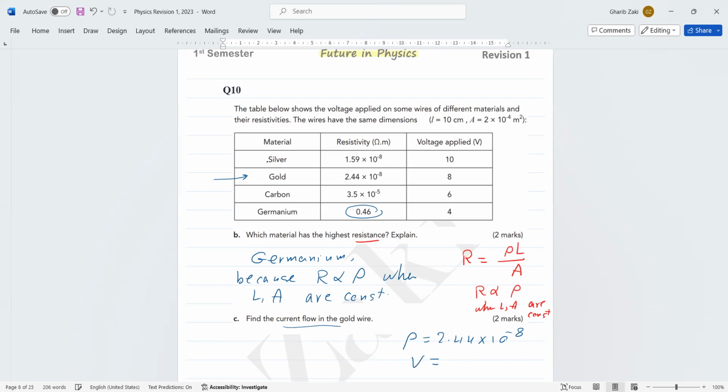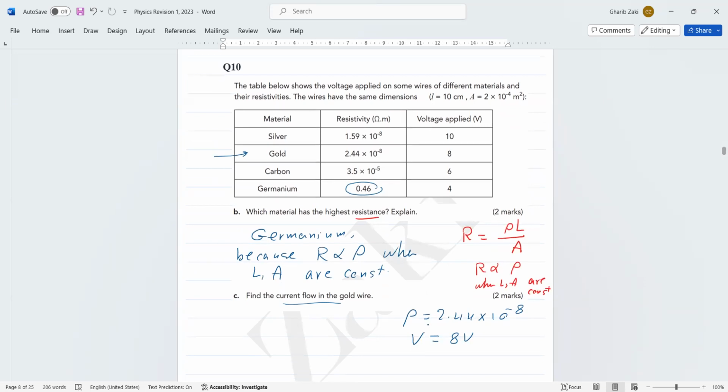V equals 8 volts. Also, we have been given the length and the cross-section area. But the length is in centimeters, 10 centimeters, so it means 0.1 meter. And the cross-section area, it's in meters squared, so 2 times 10 to the power -4 meters squared.